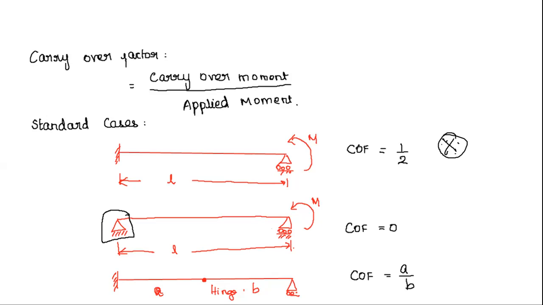You will be asked a question: consider a beam AB fixed at both ends, what will be the carryover factor at end A? The answer is that the carryover factor is 1 by 2.